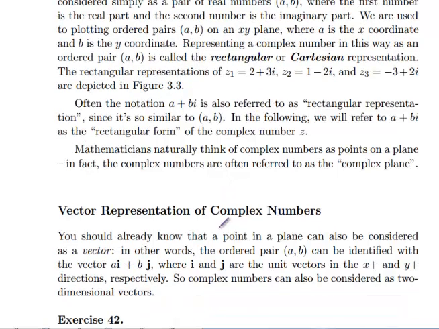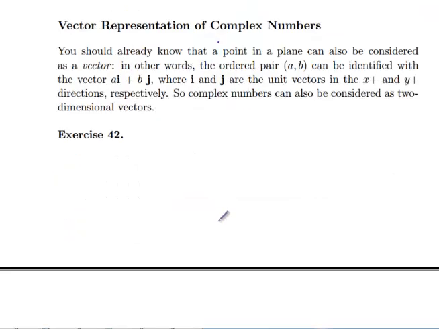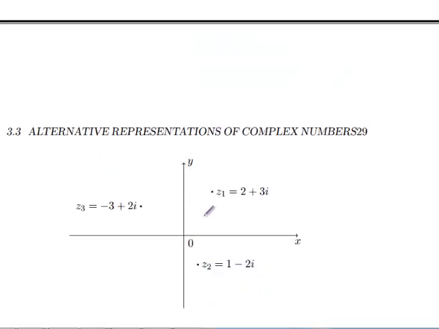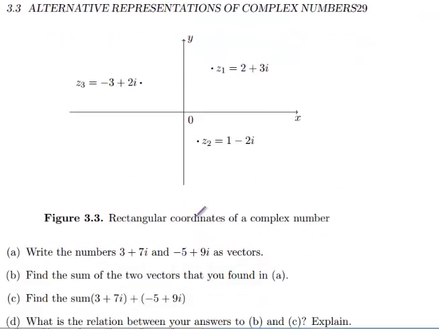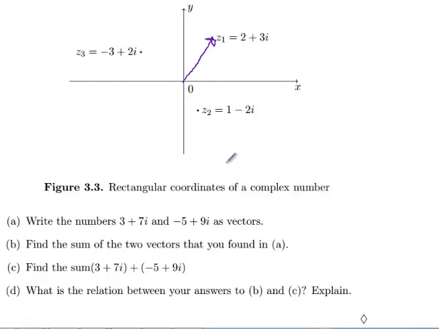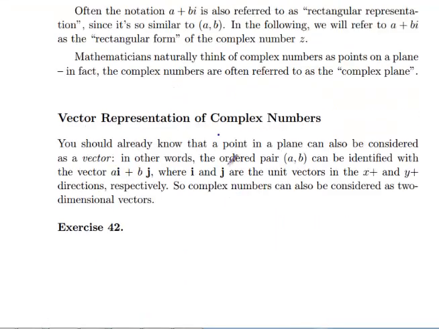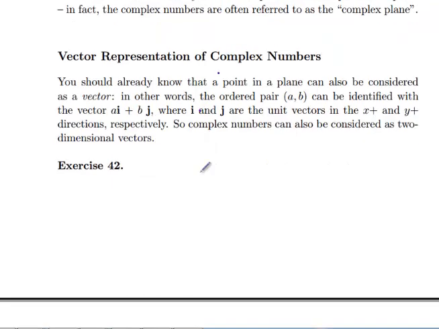We can also think of complex numbers as vectors, just like we think of points in a plane as vectors. Okay, so you could draw a vector. You could identify this point here with the vector that's drawn from the origin to that point. And we have a vector notation here, i and j. i is the unit vector along the x-axis, j is the unit vector along the y-axis.